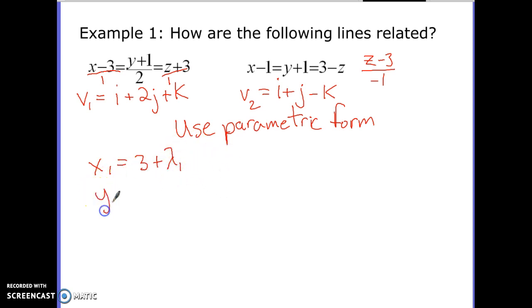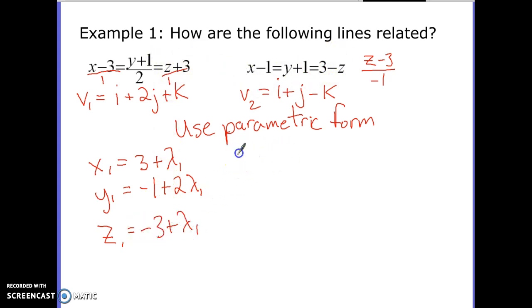Again, make sure you know your forms. y1 equals negative 1 plus 2 lambda 1. z1 equals negative 3, excuse me, that's not right, 3 plus negative lambda 1. What am I talking about? I'm looking at the wrong equation. Try that again. I was looking over here. I was right the first time. This is negative 3 plus lambda 1.